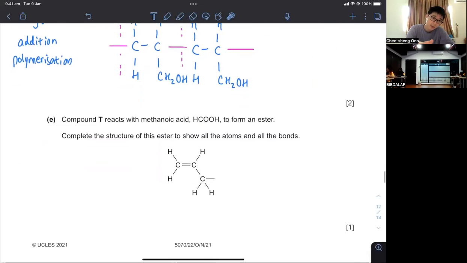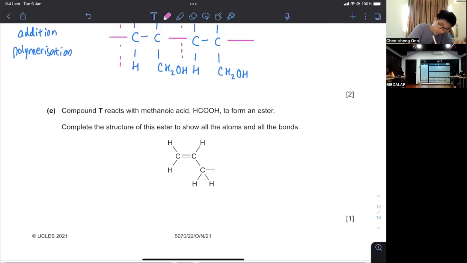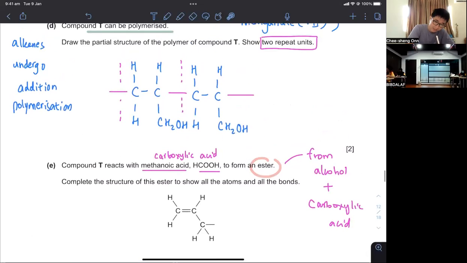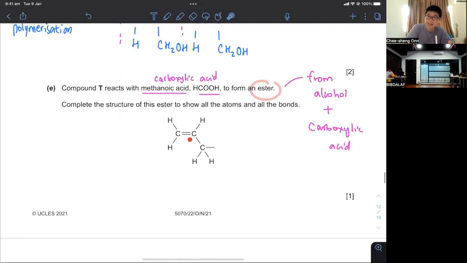Now the next one, here it says it reacts with methanoic acid. So this is a carboxylic acid. Carboxylic acid has this COOH and you form ester. So ester comes from alcohol plus carboxylic acid. So just now it was alkene. Alkene undergoes addition polymerization, you lose the alkene, the alcohol didn't react. Now the alkene doesn't react because it's the alcohol that reacts.